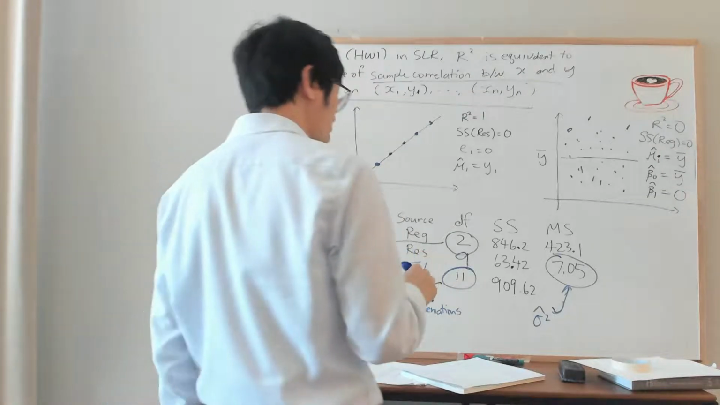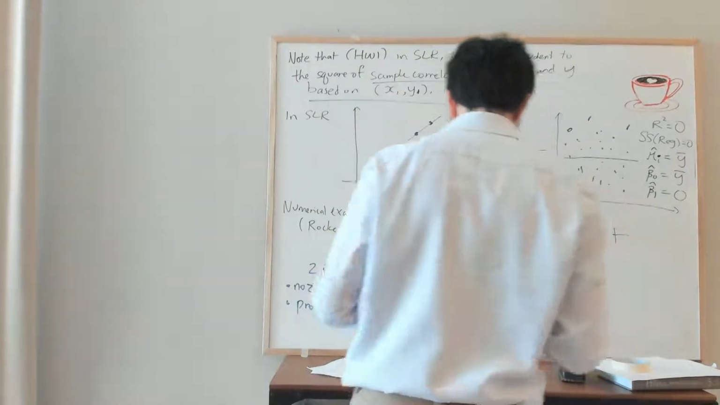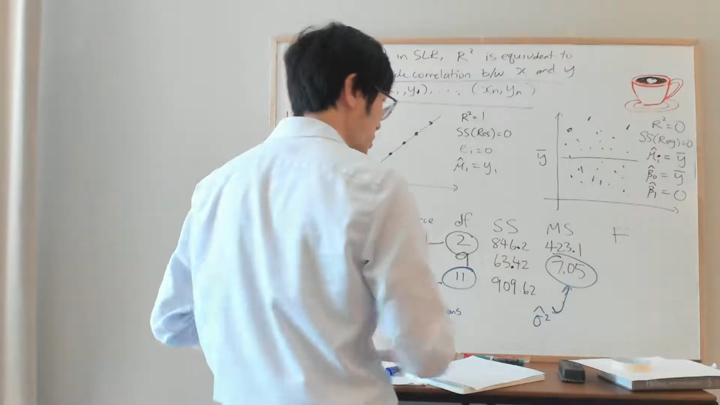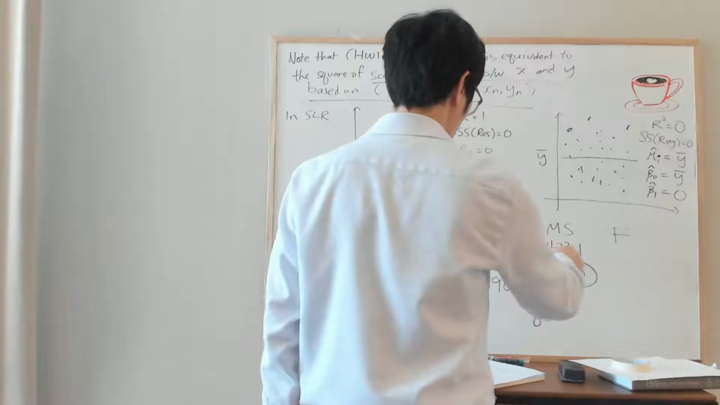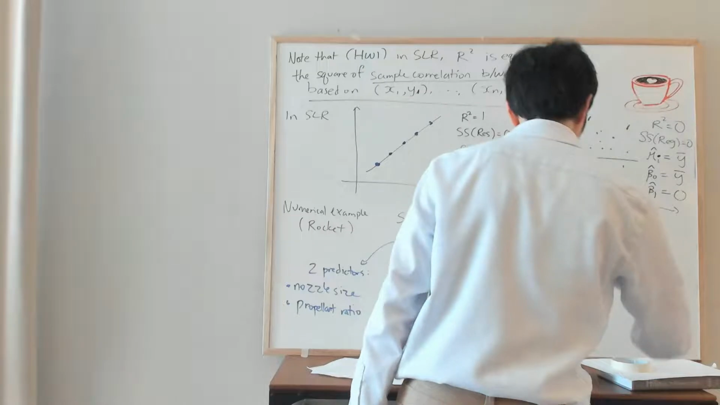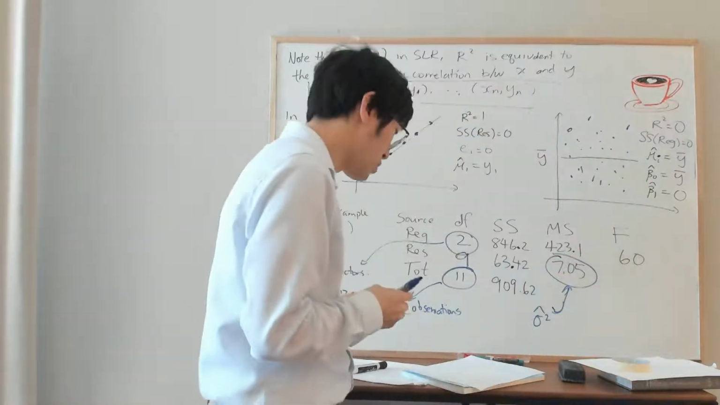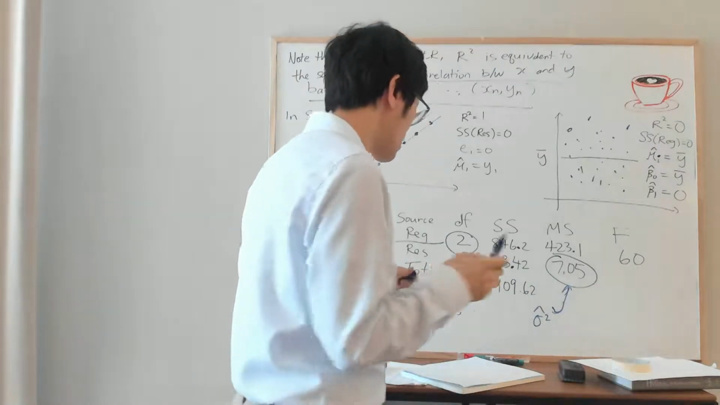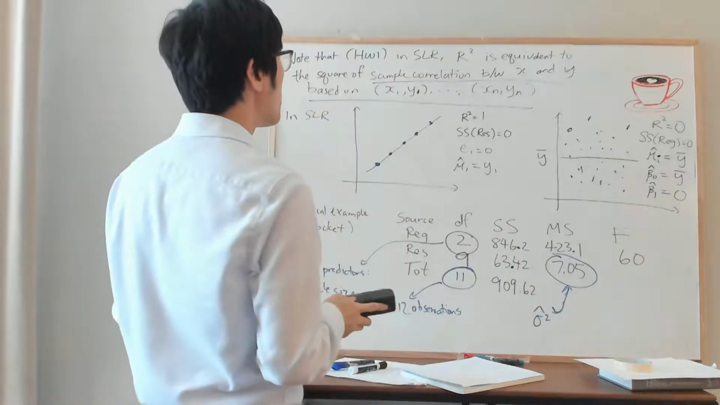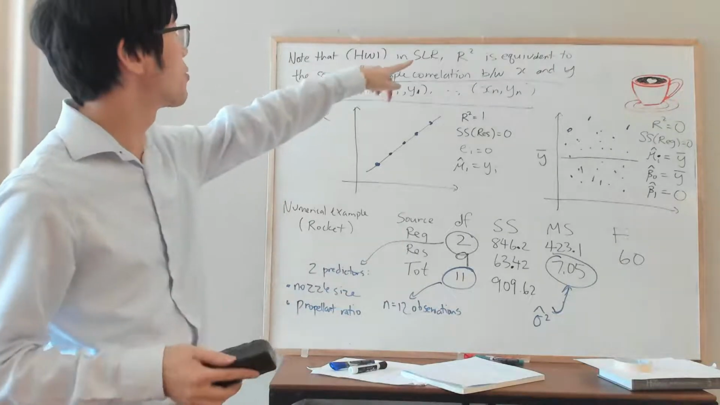And so the last thing is we can calculate the F ratio. That's simply the ratio of these mean squares, which in this case, we divide 423.1 by this. So after some rounding, it's about 60. And later we'll talk about how this value can be used for the ANOVA F-test. All right, so this is the ANOVA table.